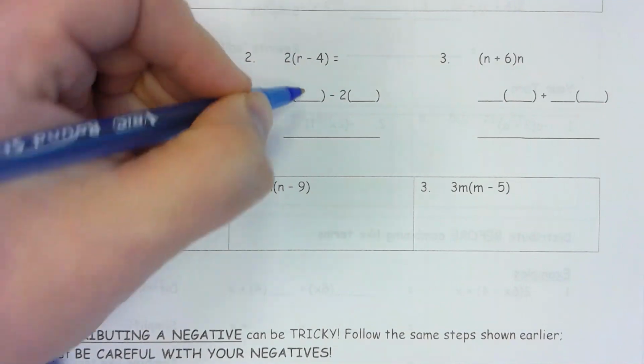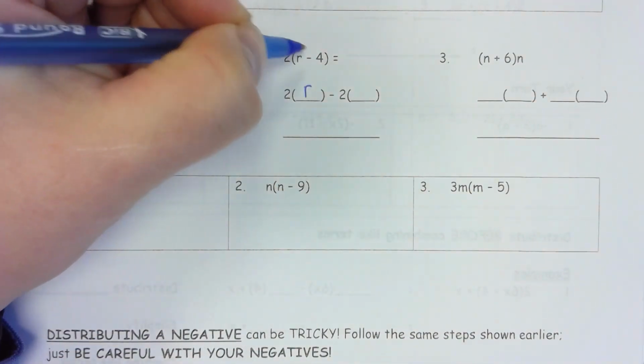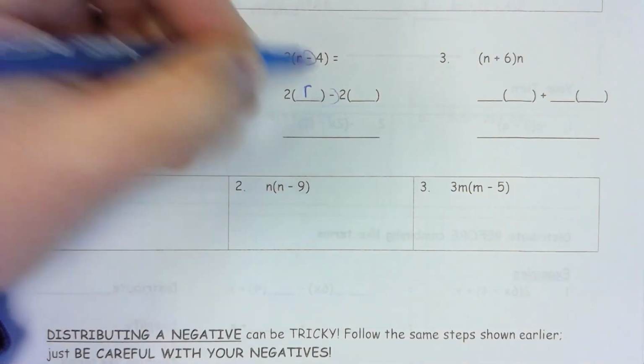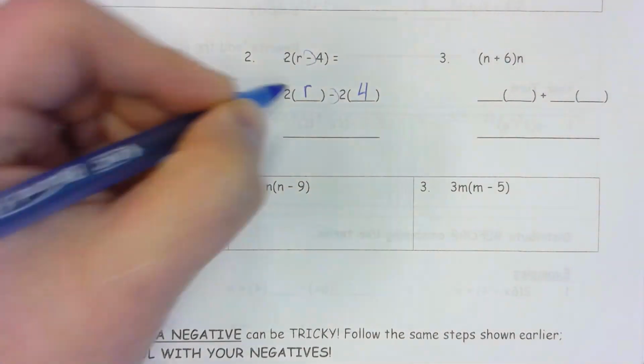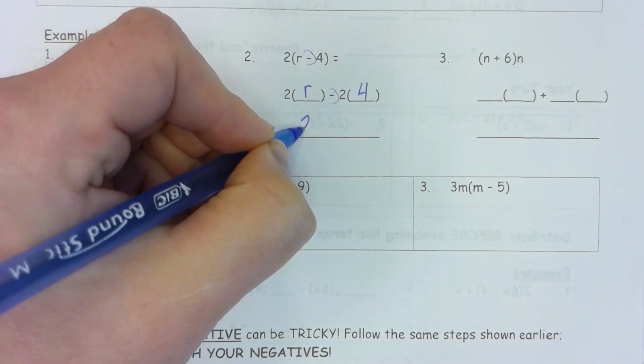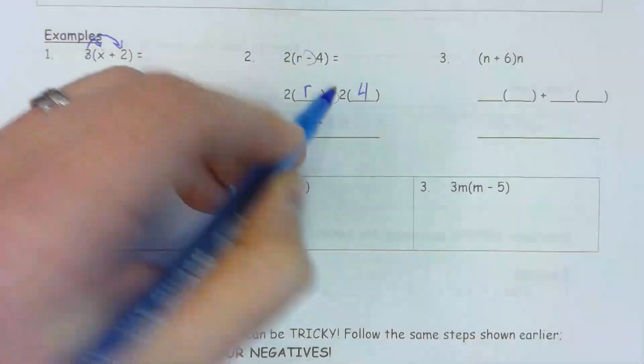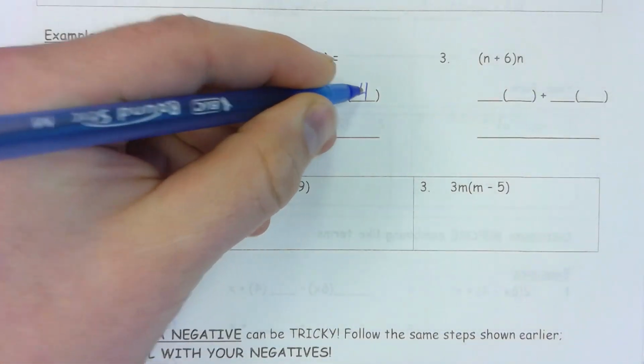So we've got 2 times r and a negative sign, and we're just writing it right here, 2 times 4. This simplifies down to 2r minus 2 times 4 is 8.